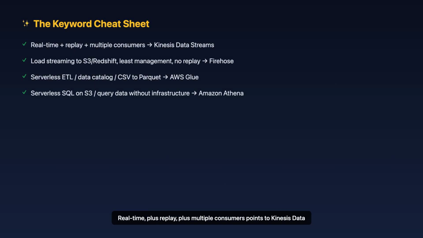Real-time plus replay plus multiple consumers points to Kinesis Data Streams. Load streaming data to S3 or Redshift with the least management and no replay points to Firehose. Serverless ETL, a data catalog, or CSV to Parquet conversion points to Amazon Web Services Glue. And serverless SQL on S3 or querying data without infrastructure points to Amazon Athena.